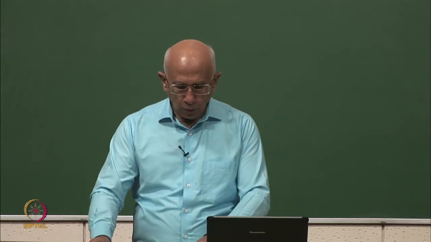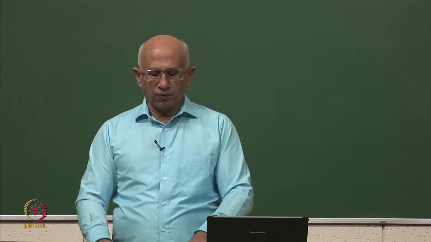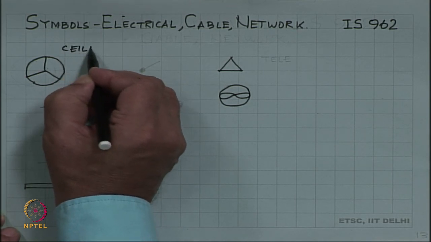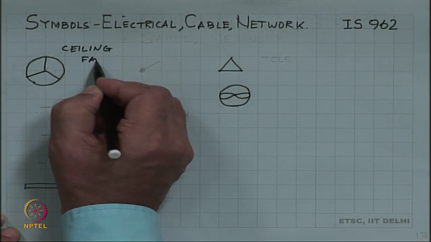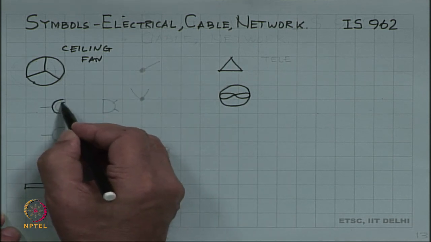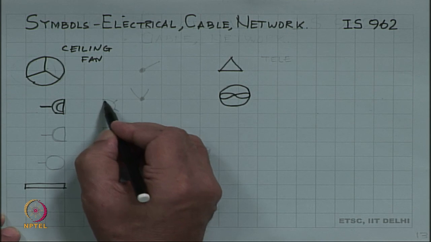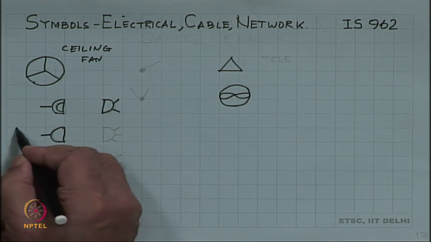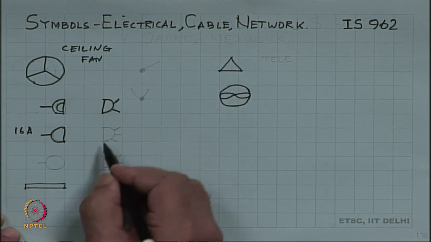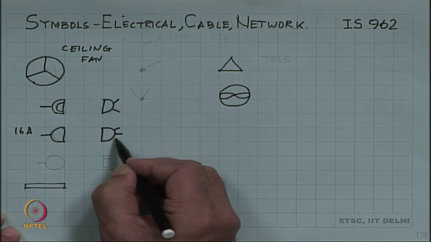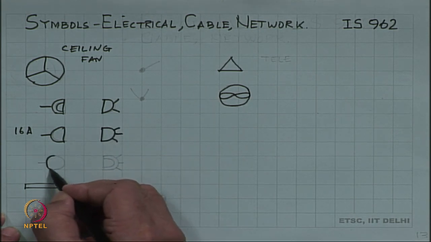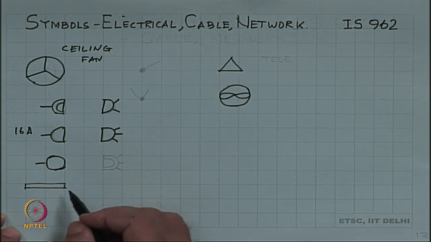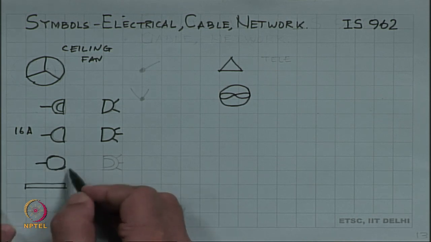And finally, we come to symbols for electrical fittings. This one I have already shown is a ceiling fan. This is a plug for 5 amperes. This is a 2-pin plug. That is a plug for a power connection, 16 amperes. The 3-pin socket would be like that, and a light bracket on the wall would be like this. So, in a plan view, you show this on the wall, it means there is a light bracket there.